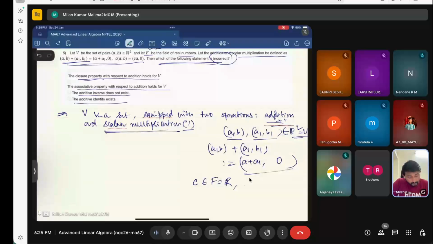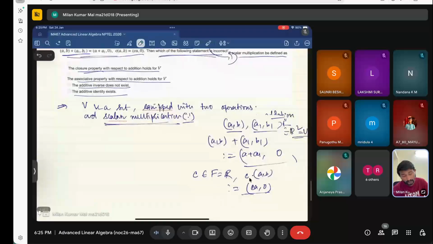This is the scalar multiplication with an arbitrary element (a, b) coming from V, defined as (ca, 0). Usually scalar multiplication means, suppose you have the pair (2, 3) and you want to multiply by 5, you will consider (10, 15). But this is not what it means here. This is something different. Now the question is about addition.